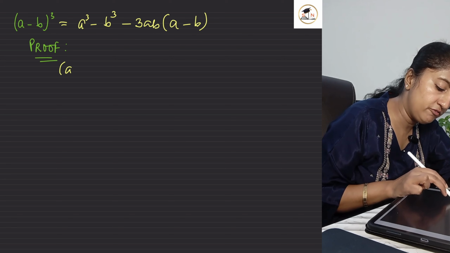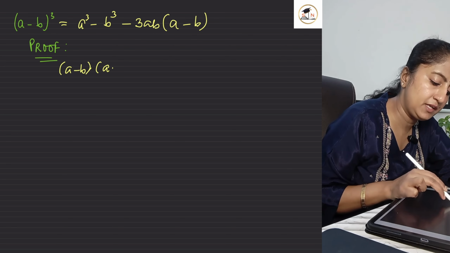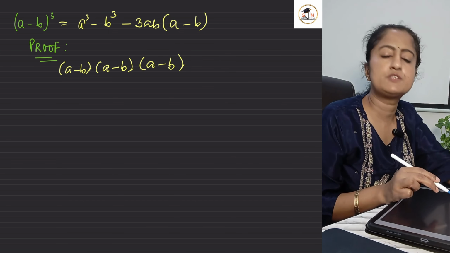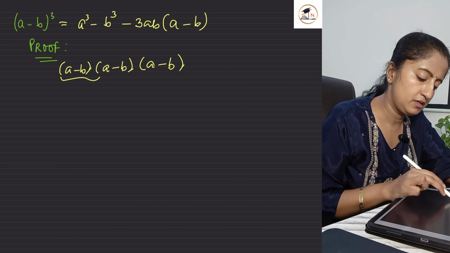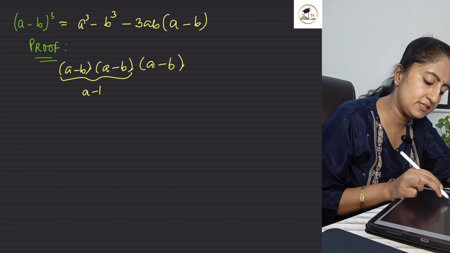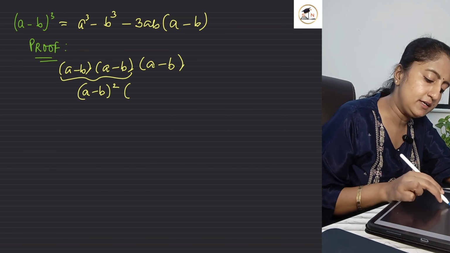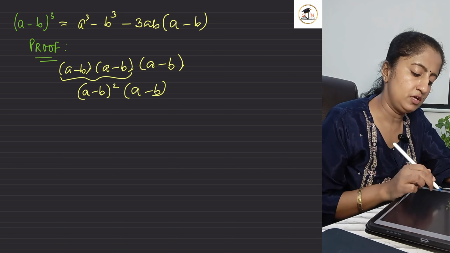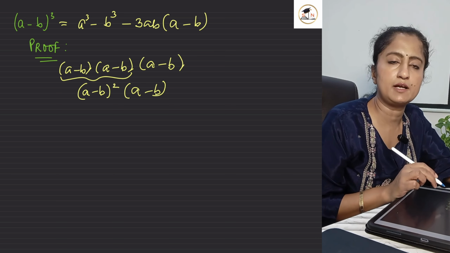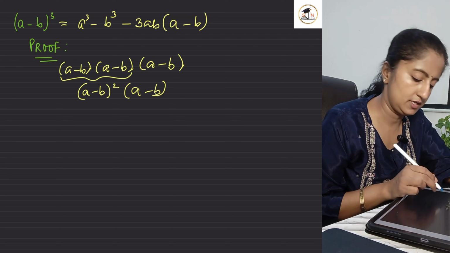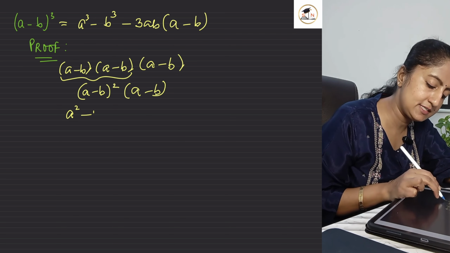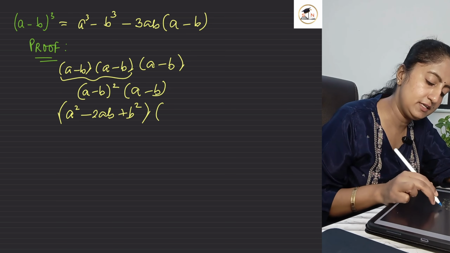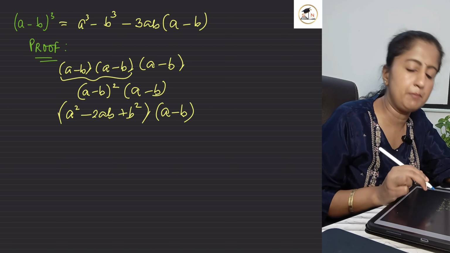And according to that, we should be doing a minus b into a minus b into a minus b, right? That means we have to multiply it 3 times. The first two brackets gives us a minus b whole square, leaving us with third bracket along with a minus b. Now, we know the expansion of the first bracket, which is a minus b whole square. So I will be using that, and that is a square minus 2ab plus b square, right? In bracket, we have a minus b.